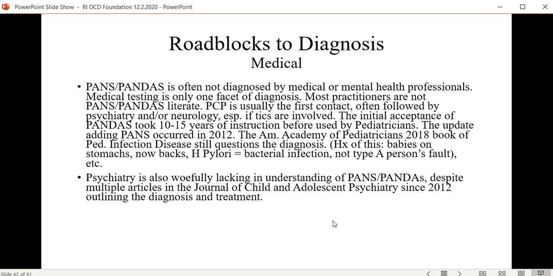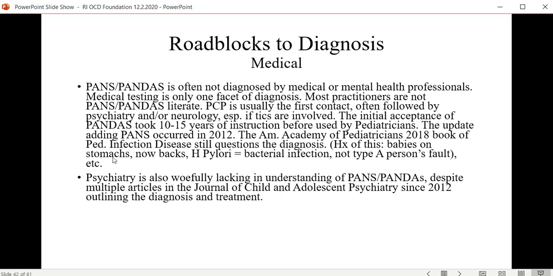The roadblocks: why don't we believe in this? It's a long, muddy history, but let me just say that things take a long time. 1998 was Sue Swedo's original article. I saw it took 10 to 15 years for pediatricians to even be trained in this. We're now at 2012 when we expanded it to PANS, and we're now only 6 or 8 years away from that. But most people don't see the articles. Most people aren't exposed to the information. And the American Academy of Pediatrics, still in their 2018 book, said they weren't so sure it really existed. There's a history of this.